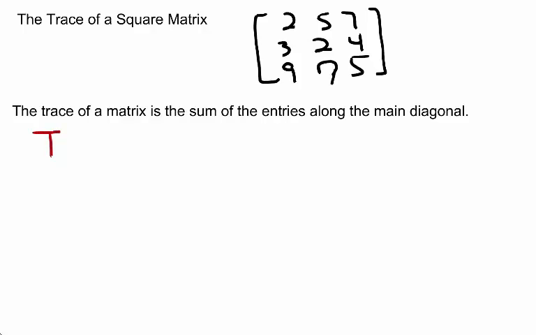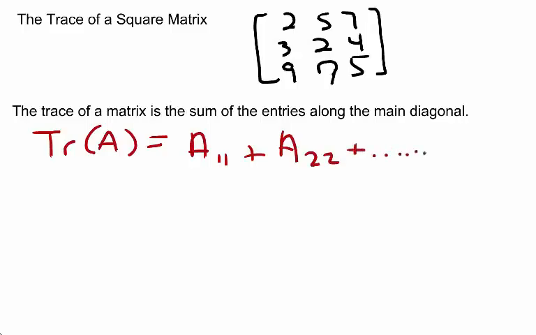That is, the trace of A is equal to the entry for A in row 1, column 1, plus the entry for A in row 2, column 2, plus any successive entries along the main diagonal until we get to the last one, A for the nth row, nth column.